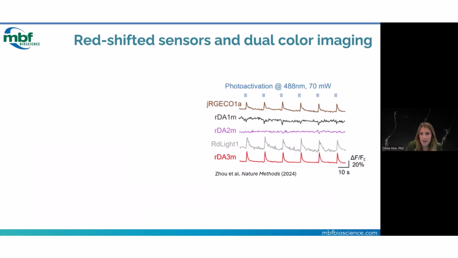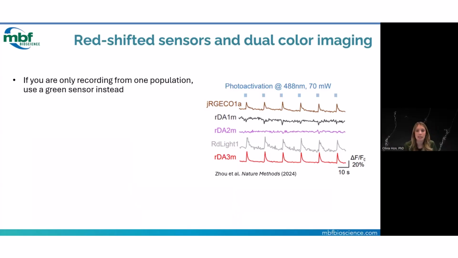Red sensors. Okay. My general advice for using red-shifted sensors is that if you're only recording from one population, use a green sensor instead. In general, the red-shifted indicators are much less optimized than the green sensors. The green sensors at this point have been through so many iterations that they're just much more optimized and advanced than the red sensors. The red sensors also have some issues with stability, and I've been told anecdotally that there are issues with getting those red fluorescent proteins to fold properly at physiological temperatures. So the net effect is that the red sensors are just not quite as good as green. So if you're just recording from one signal, use a green sensor instead.